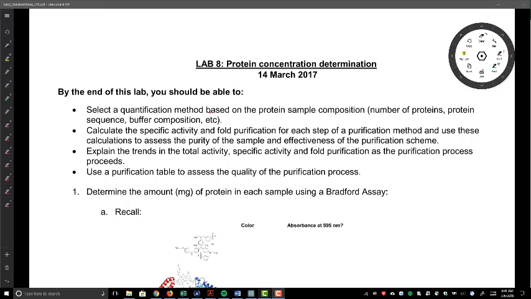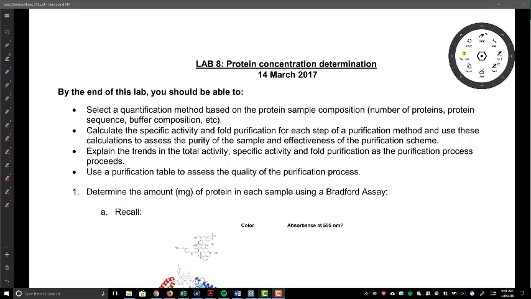Hello everybody. Today we're going to talk about the content for Lab 8, which is how to accurately determine protein concentration using a Bradford assay. So again, after this lab, you should be able to select a quantification method based on the protein sample composition, calculate the specific activity and fold purification step.